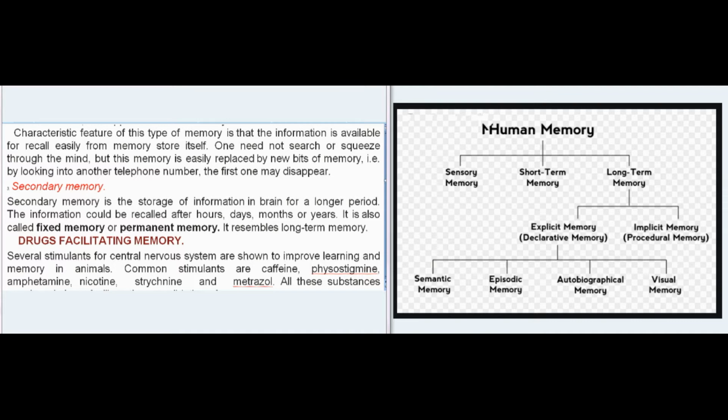Drugs facilitating memory. Several stimulants for central nervous system are shown to improve learning and memory in animals. Common stimulants are caffeine, physostigmine, amphetamine, nicotine, strychnine, and metrazole.